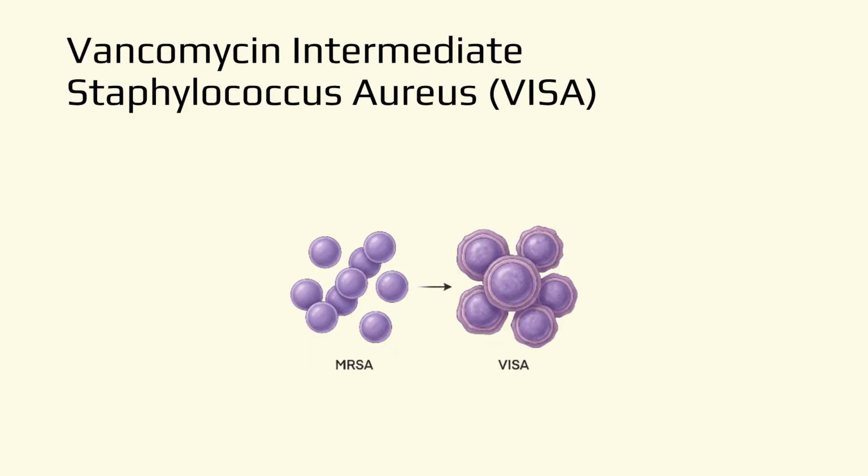So vancomycin intermediate Staph aureus happens when MRSA continues to thicken its cell wall to make it harder for vancomycin to penetrate. This is interesting because the cell wall is also responsible for many cellular functions, and this is a very unfit organism that never persists in nature without continued selective pressure.